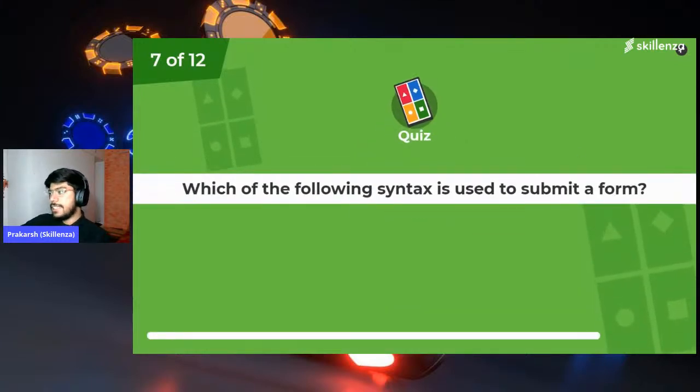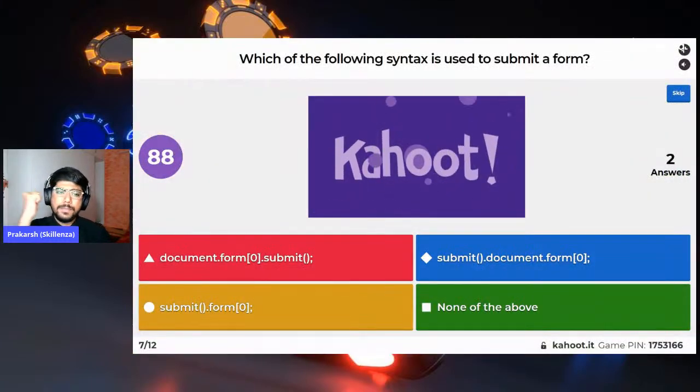Which of the following sentence is used to submit a form? Document.form square bracket 0 dot submit brackets. Second option, submit brackets dot document dot form. Submit double brackets dot form square bracket 0. None of the above. Ample amount of time you have.